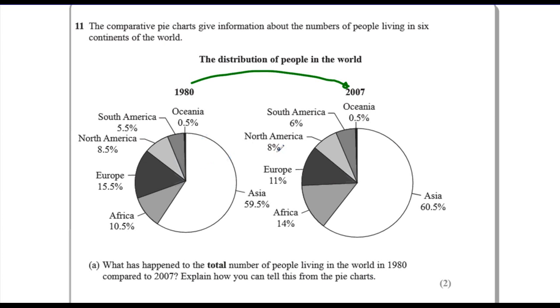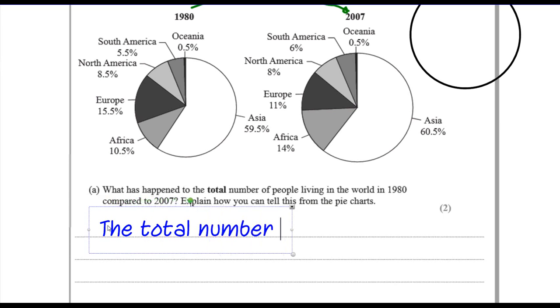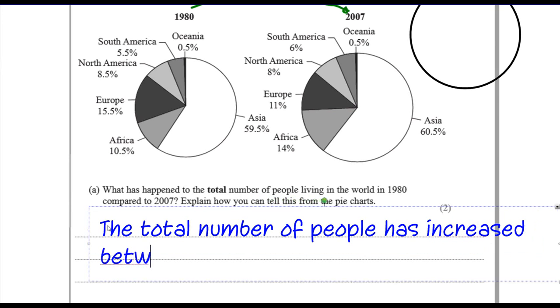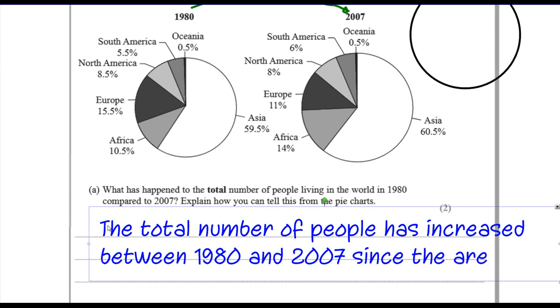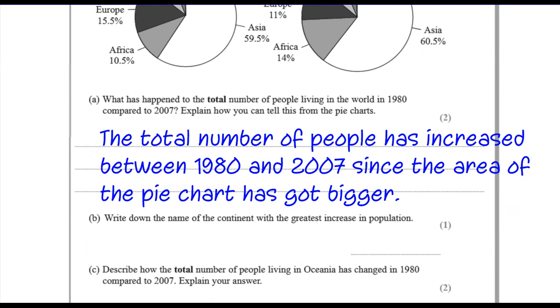Now what you can tell, if you've got good eyesight, is that this pie chart is actually bigger than the other one. Okay? Not by much, it takes a keen eye, but it's a bigger pie chart, so you know that the number of people has increased. So let's put that in words. The total number of people has increased between 1980 and 2007, since the area of the pie chart has got bigger. Now comparative pie charts, so that's what they do. The area represents how many are in there.